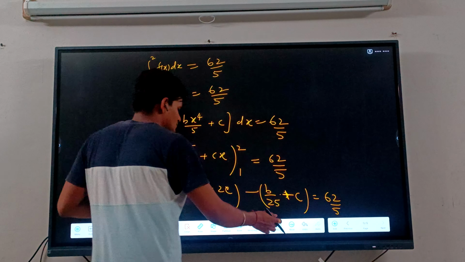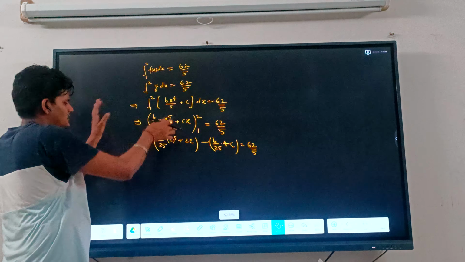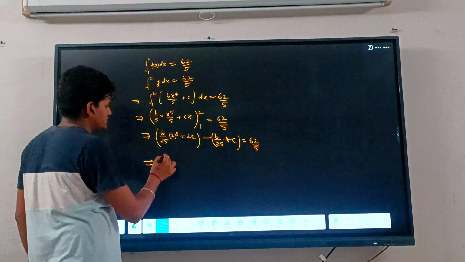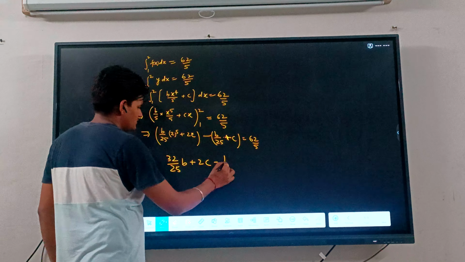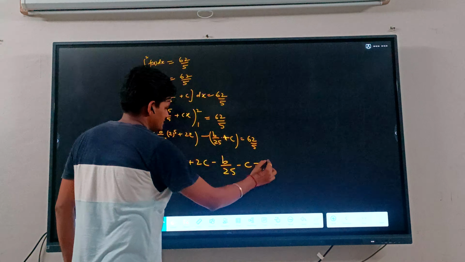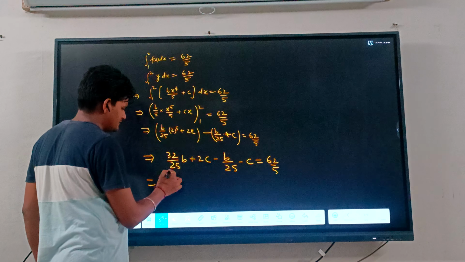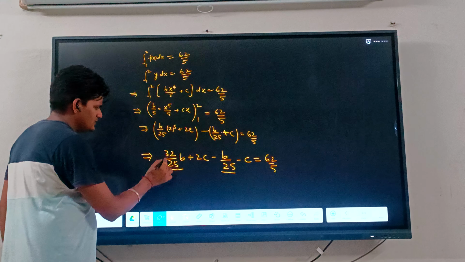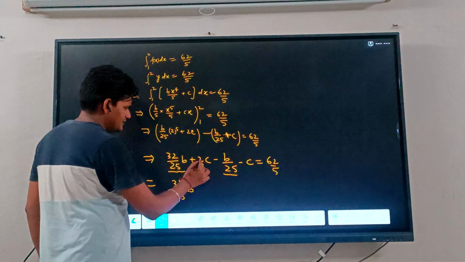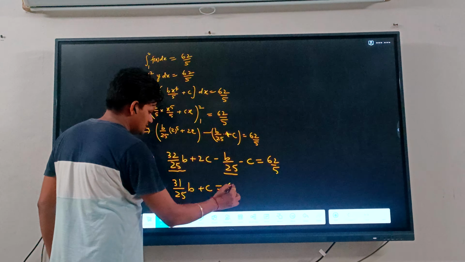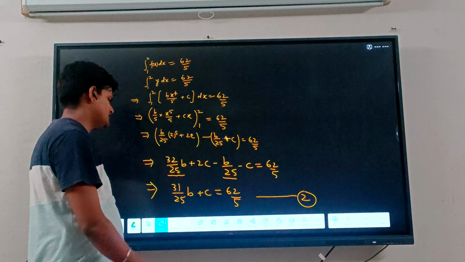Now to solve this equation, simplifying, this is 32/25 b + 2c - b/25 - c, equal to 62/5. Now collect the like terms. 32 minus 1 gives 31/25 b, and 2c minus c gives c, and this is equal to 62/5. Answer second.